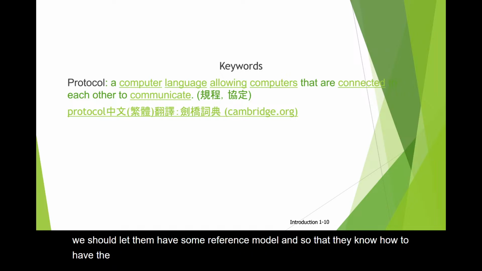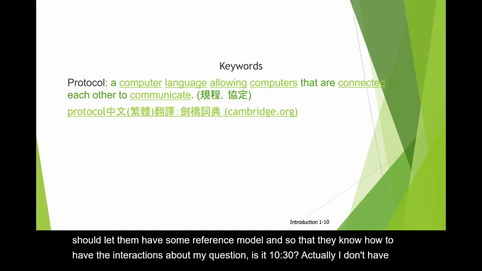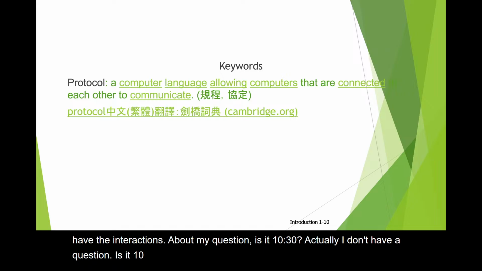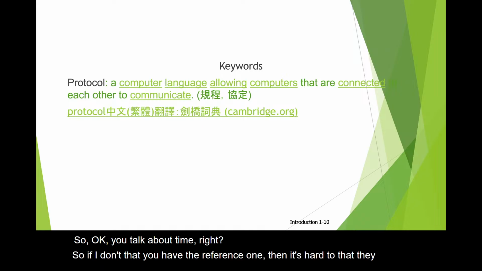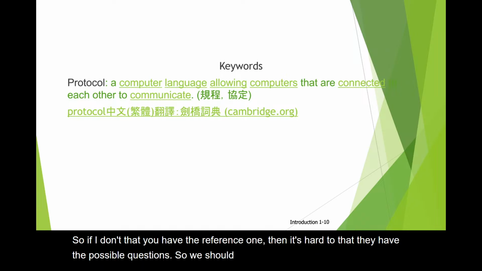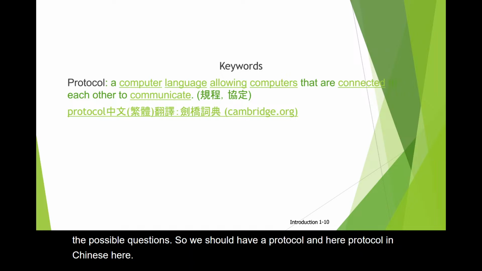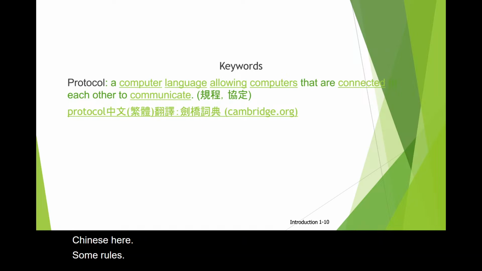About my question, is it 10:30? Actually, I did have a question. Is it 10:30? So, okay, you talk about time, right? If I don't let you have the reference one, then it's hard to let you have the possible question. So we should have a protocol. Here, protocol, in Chinese, some rules are called rules. And we have the definition in English, this one.